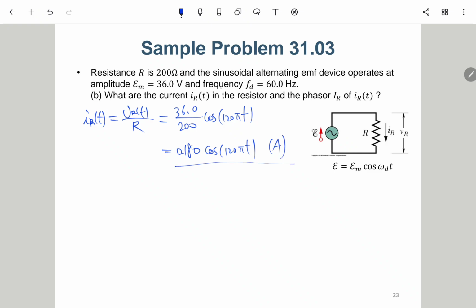So this is also a time domain function, the current. And then for the phasor, IR will be nothing but 0.180, also taking this value and also the phase 0. This is the phi, so exponential to j0. So this is the phasor. For the resistor, all the things are quite trivial.